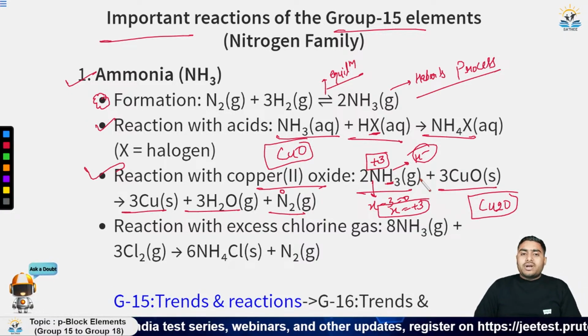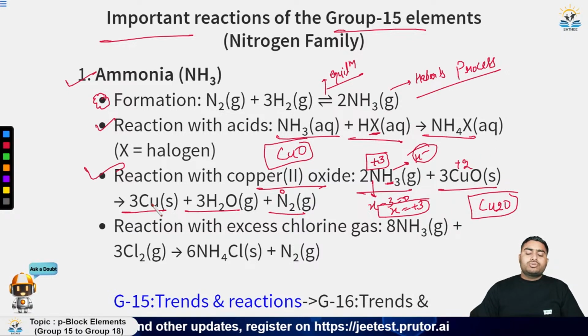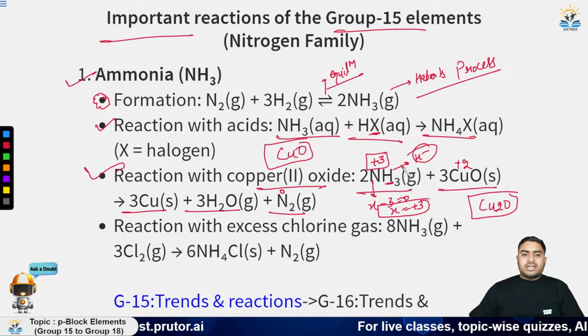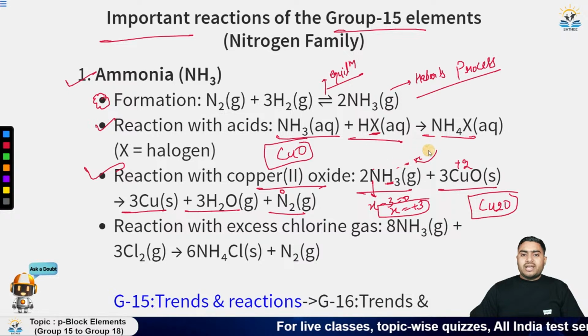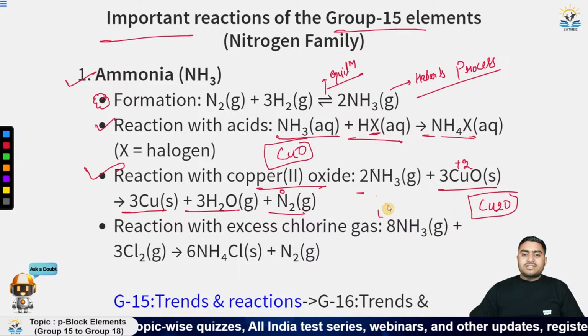Similarly, copper is here in plus 2 oxidation state, plus 2 to 0, like this. So you can understand it very clearly. I hope this is clear. Let's move to the next point. These are hydrides of nitrogen. The next point is reaction with excess of chlorine gas.